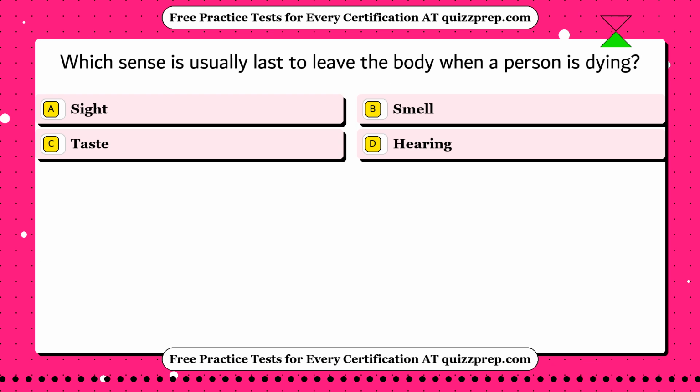Question 68. Which sense is usually last to leave the body when a person is dying? Option A. Sight. Option B. Smell. Option C. Taste. Option D. Hearing.